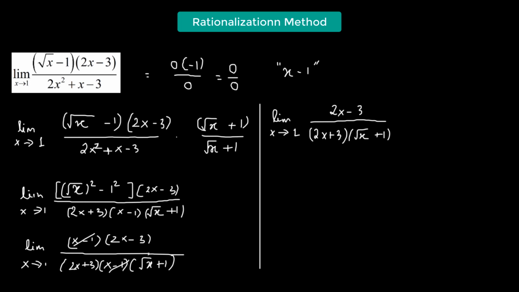So we do a final substitution for the value of x, so that will give us 2 minus 3 divided by 2 plus 3 times square root of 1, which will be simply 1, so we have 1 plus 1. So we have finally negative 1 multiplied by 5 times 2, which is 10. So we have a limiting value of negative 1 over 10 for the given function when x approaches 1.